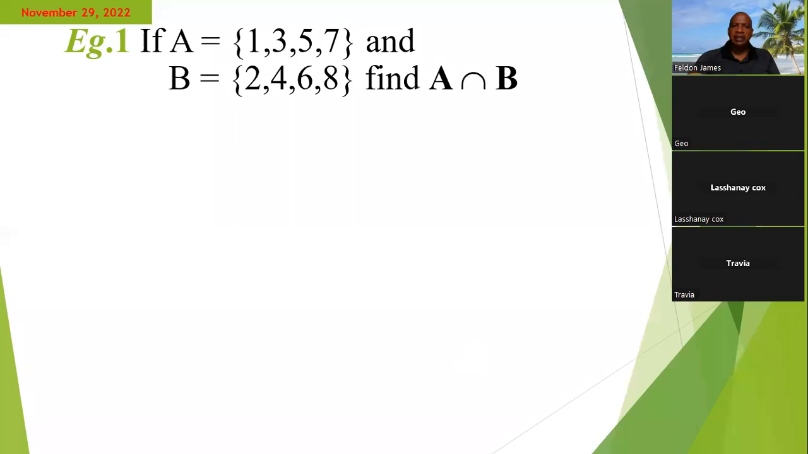Now, looking at this one, how would you draw this Venn diagram? What would be the answer for A intersect B here?